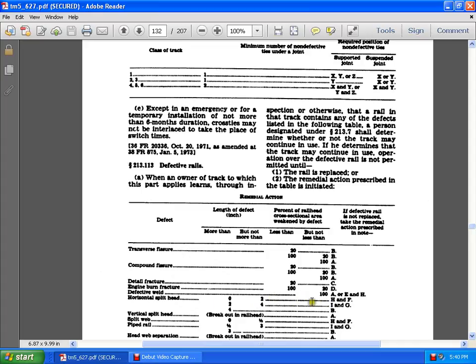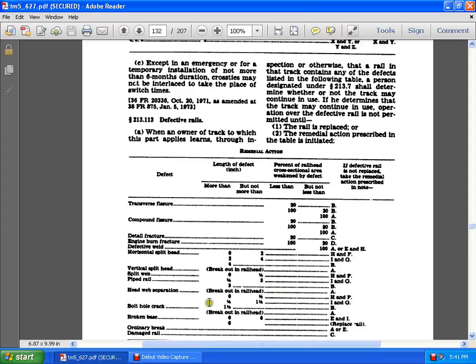4, B. Vertical split head; break out of the rail head, A. Split web: 0 and 1.5, H and F; piped rail, 1.5 and 3 inches, I and G; 3 and B. Head web separation; break out of the rail head, A: 0 and 1/2, H and 5; 1/2 and 1, I and 1, and 0. Bolt hole crack: 1 and 1/8, B. Break out of the rail head, A. Broken base: 0 and 6, E and I; 6, replace. Ordinary break, A and E. Damage, C.